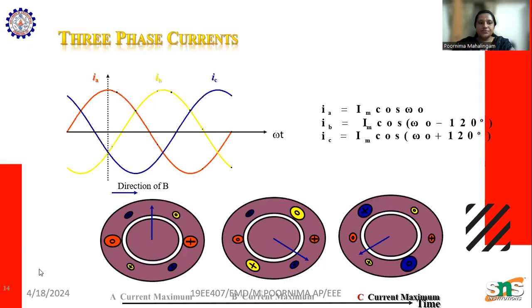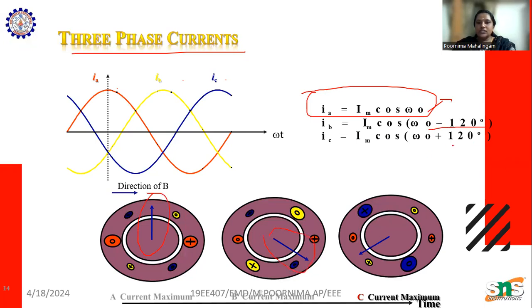Here is the three-phase induction motor. What is a three-phase current? Phase A, phase B, and phase C. Phase A current IA is at an angle of 0 degrees, phase B is at an angle of minus 120 degrees, and phase C is at an angle of plus 120 degrees. So we have three-phase currents IA, IB, and IC, separated by 120 degrees, leading and lagging. In a three-phase system, the minimum and maximum currents are displaced by an angle of 120 degrees.